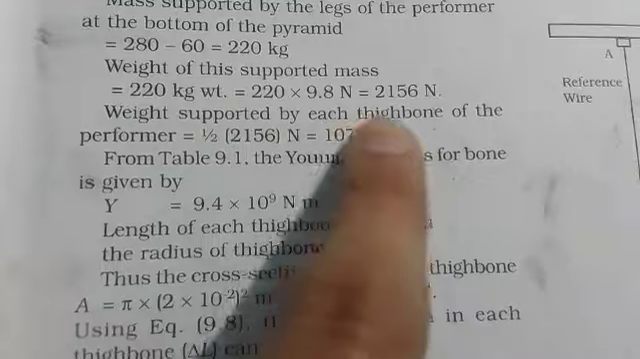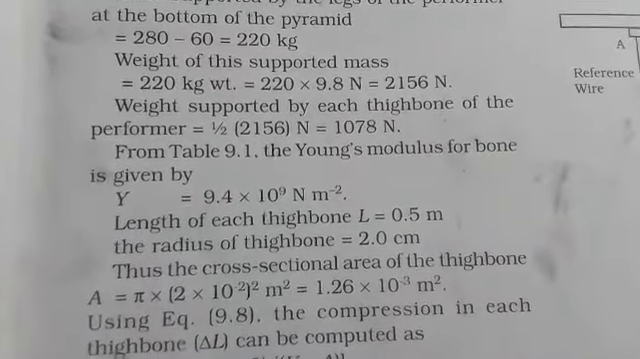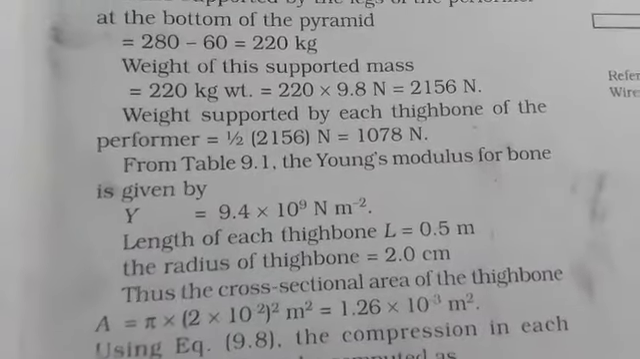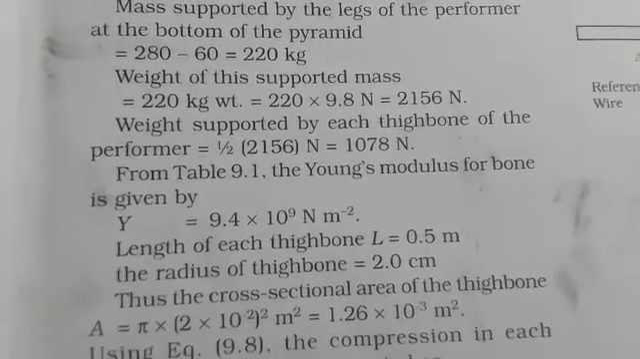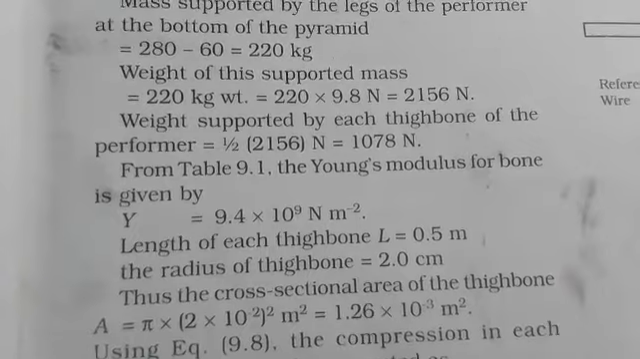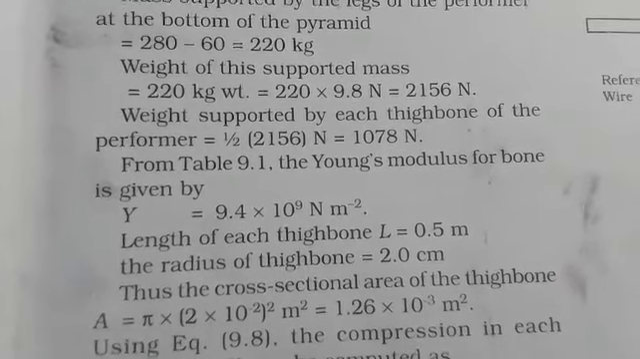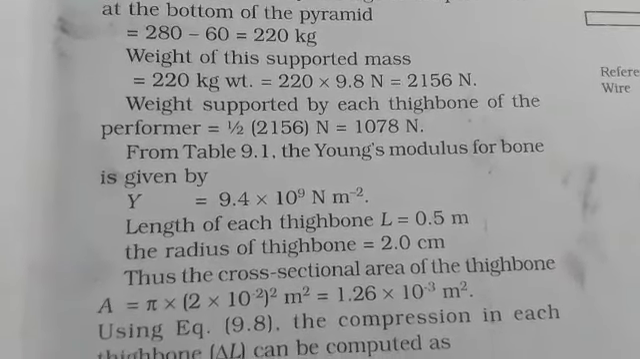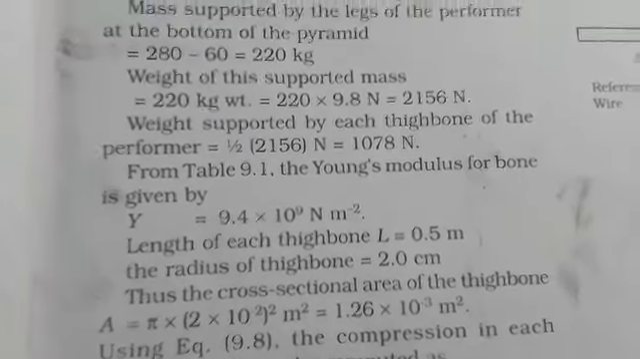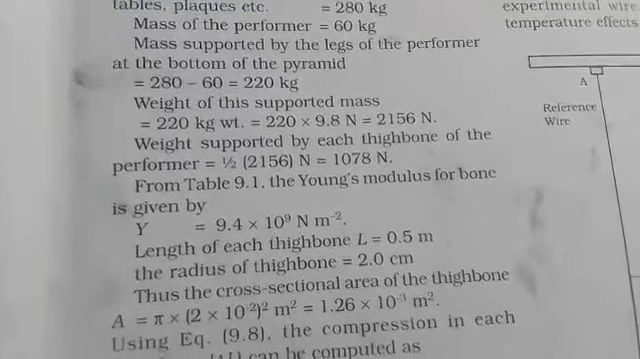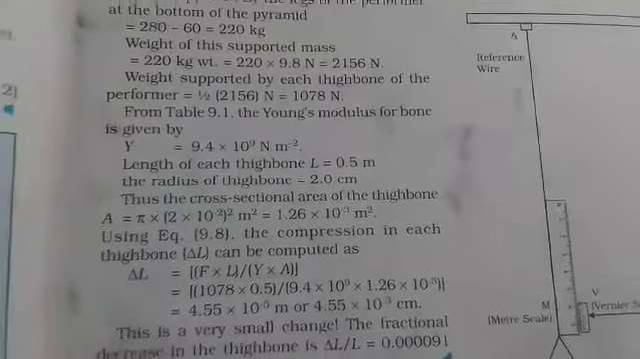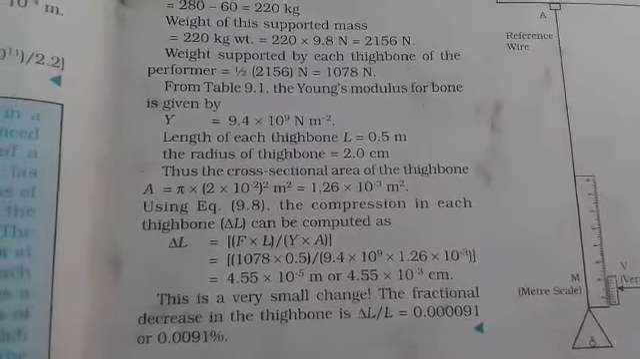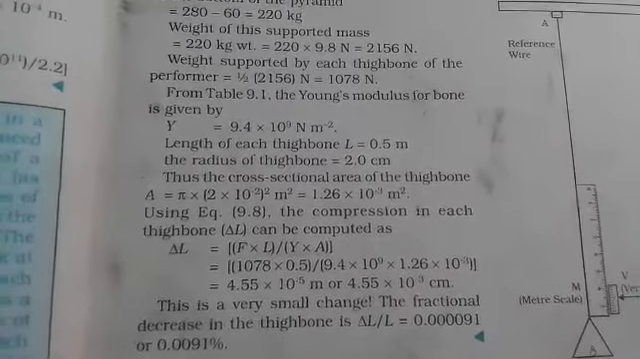Now the weight supported by each thigh bone. Since this person is holding with two legs, each thigh bone will get a force of 1078 Newton. So by using Young's modulus from the table, we have the Young's modulus for bone. From this table you can obtain 9.4 into 10 to the power 9.